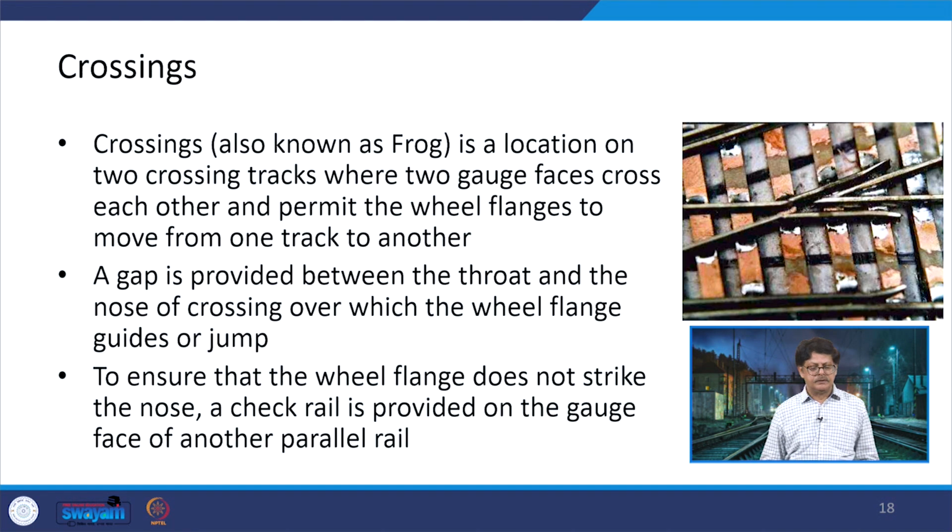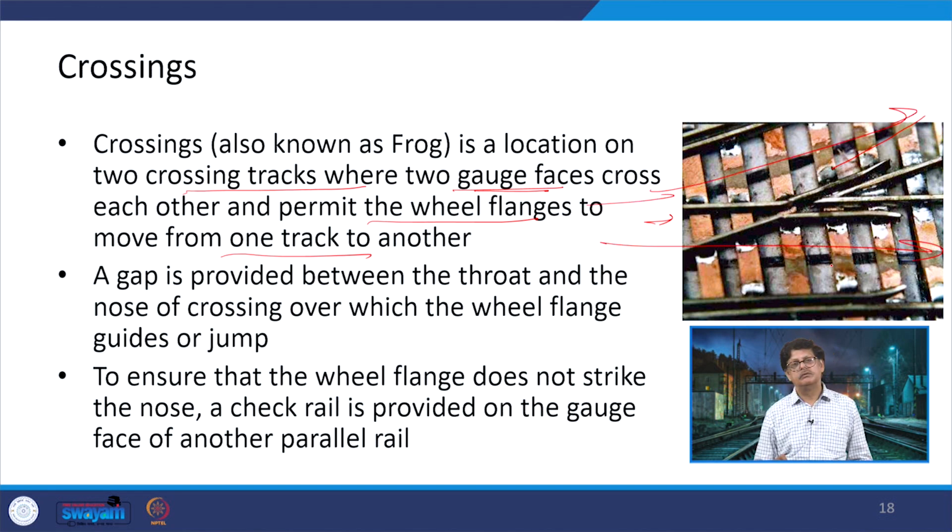Now, crossing, which we discussed previously also, is a combination of wing rails, point rails, and splice rails, and there we have different gaps between these types of rails. That crossing is a location where two gauge faces cross each other and permit the wheel flanges to move from one track to another track. If a train is coming from this side straight, it may go on this side or it may go straight. So, likewise the changes will be there.